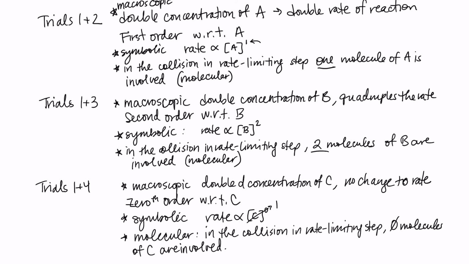And if we think about the collision that's in the rate limiting step, it also tells us the molecularity. In this case, 1 molecule of A and 2 molecules of B and 0 molecules of C are involved in that collision. Okay, that's everything.